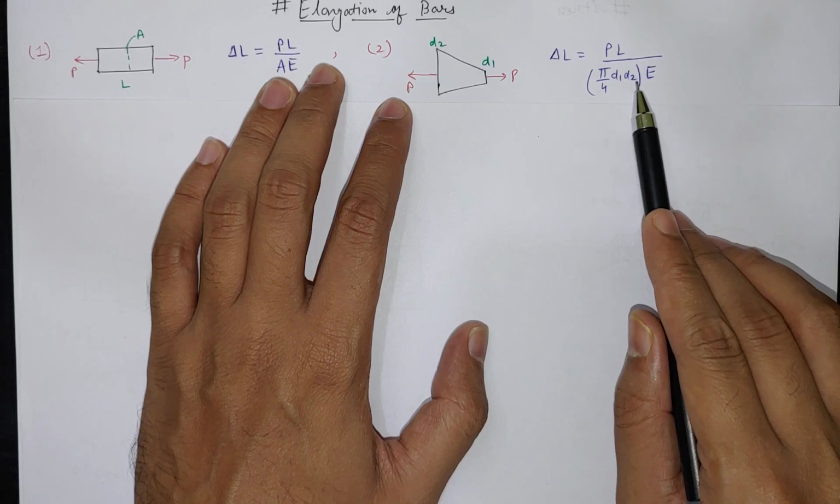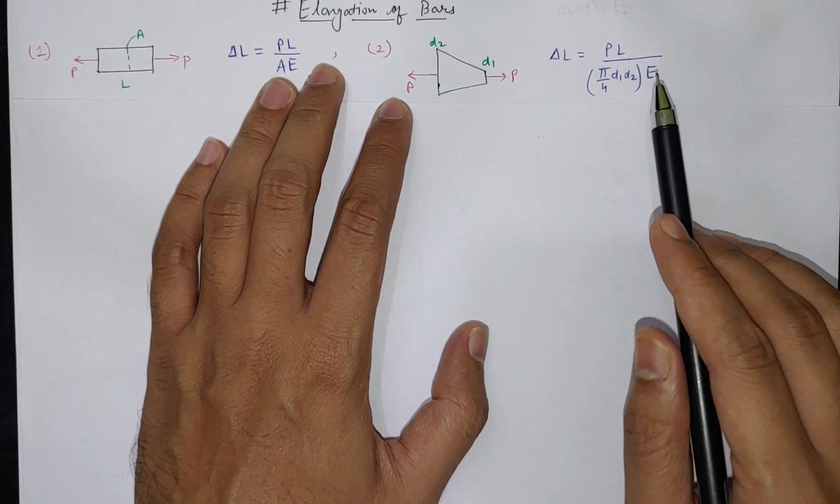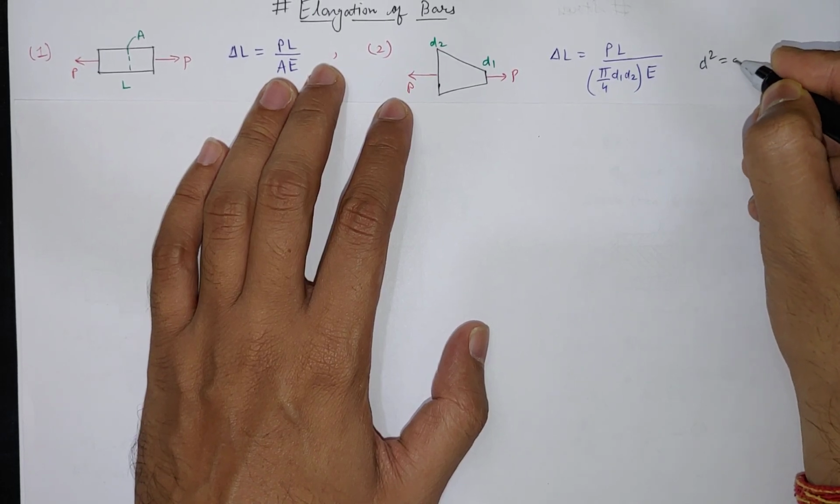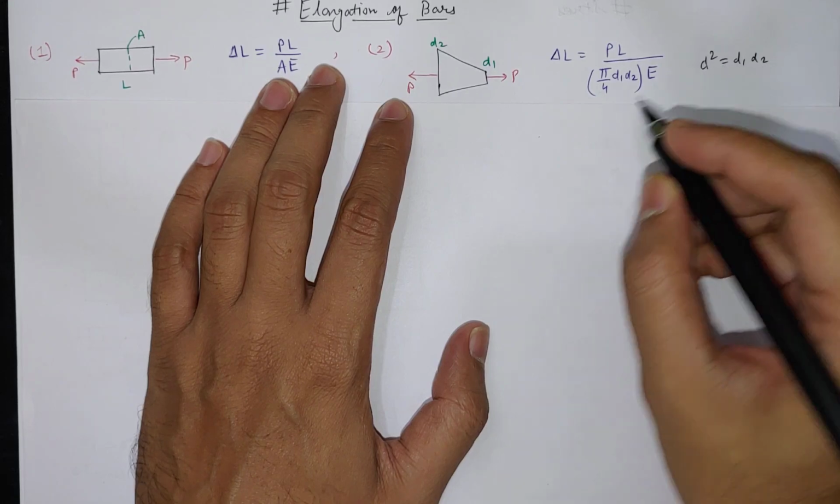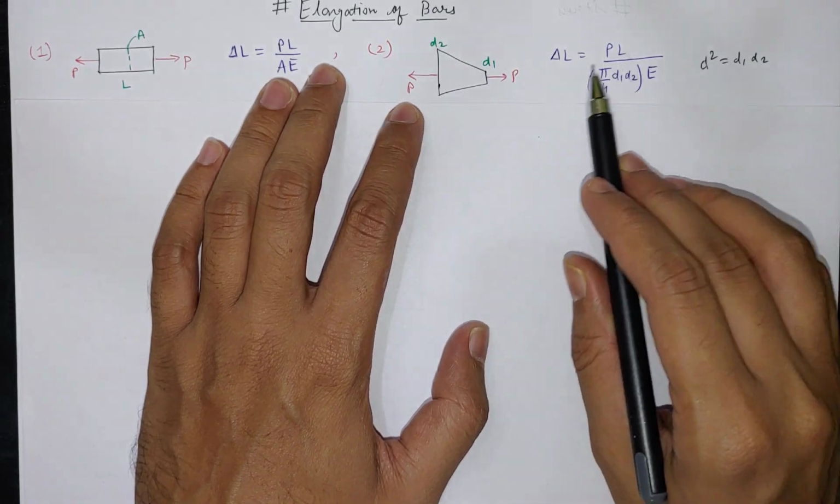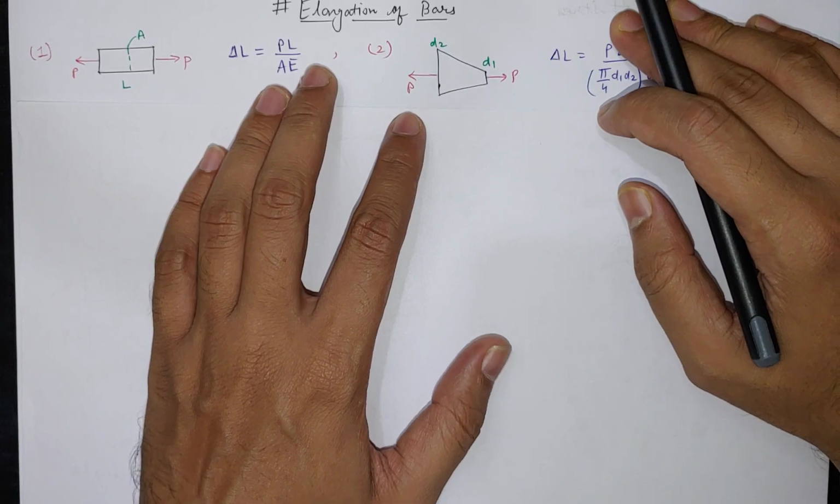If we take the mean diameter, then it will be the geometric mean. So D square equals D1 D2, then D equals the square root of D1 D2. So it's the geometric mean of both the diameters. So this is the change in length in the tapered bar.